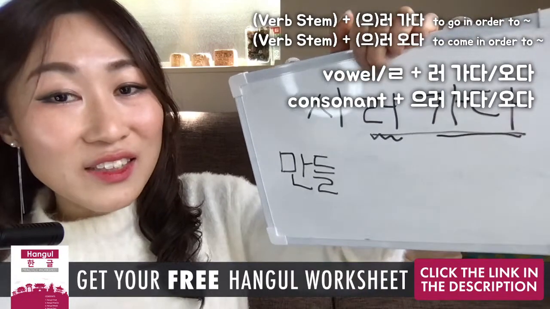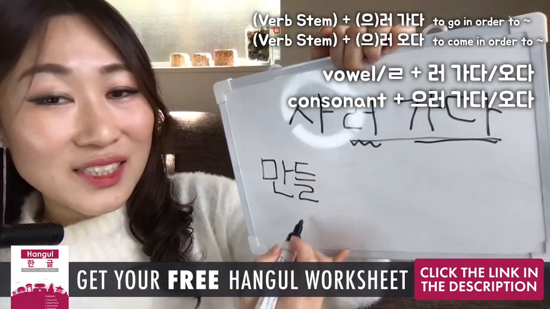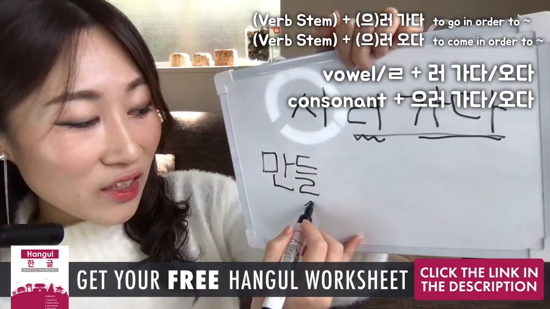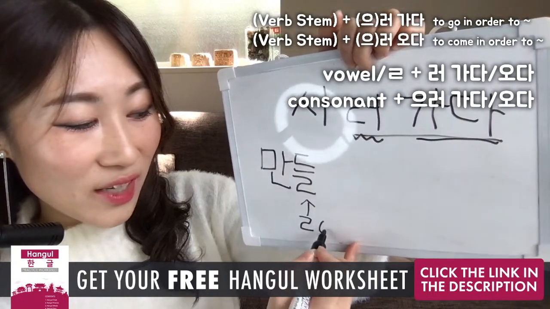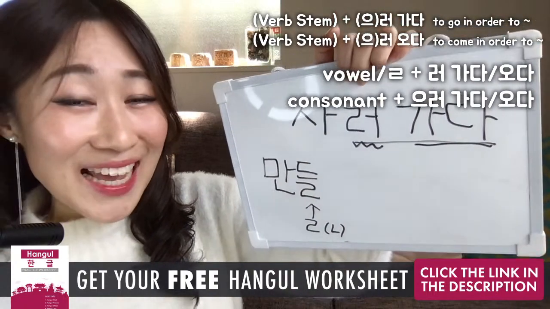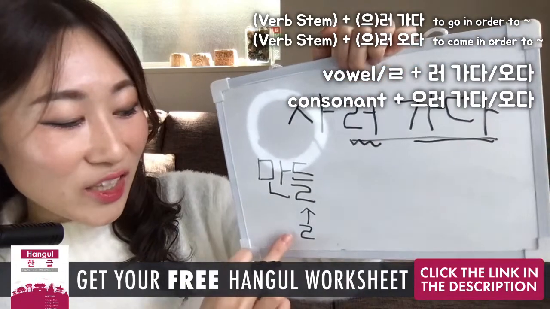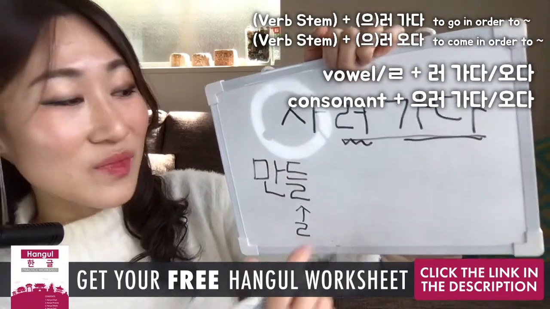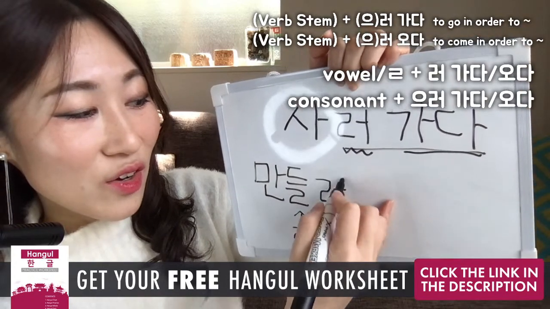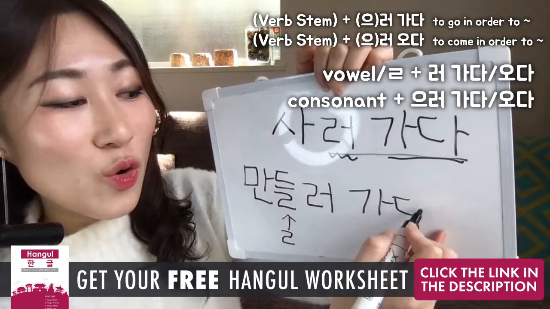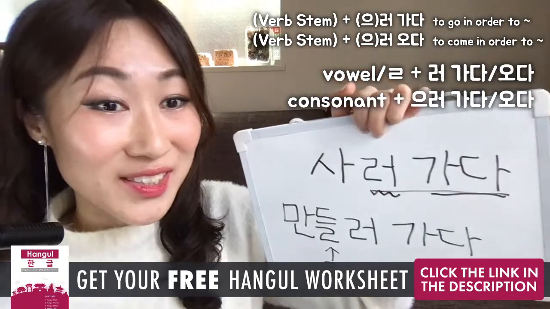Remove 다 at the end, then this is a verb stem. 만들. Oh, it ended with real sound. Like it's kind of L in English. 만들. So since it ended with this real 받침, then I'm using 러 가다 even though it ended with consonant.